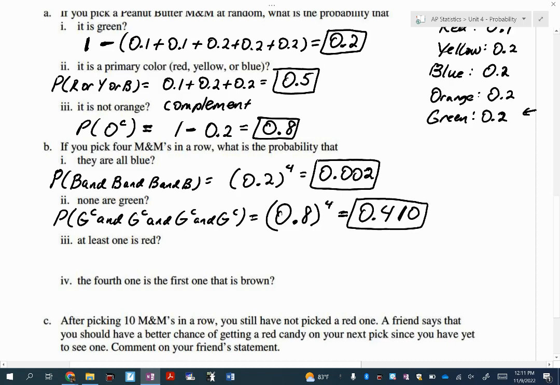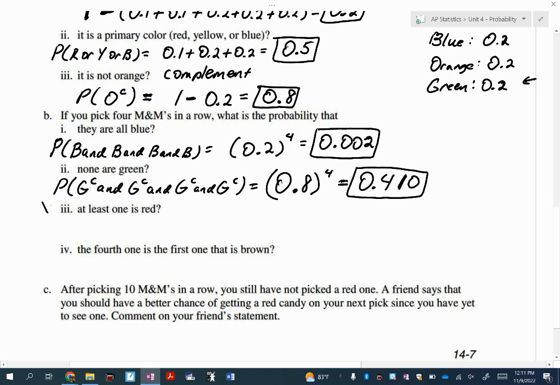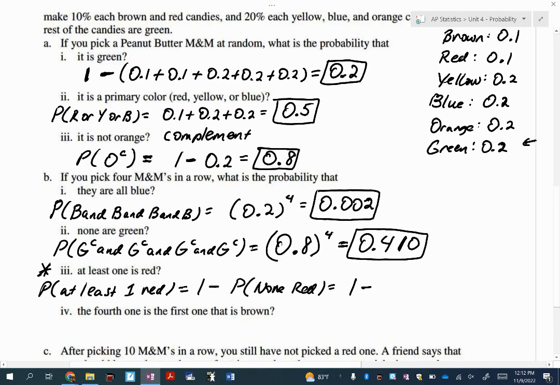Okay. At least 1 is red. Here's that at least again. So at least 1 is red. That's 1 out of 4, 2 out of 4, 3 out of 4, all 4 are red. So to find the probability that at least 1 is red, I'm going to do 1 minus the complement of that, which would be none are red. So it'd be 1 minus, and let's see, none are red.